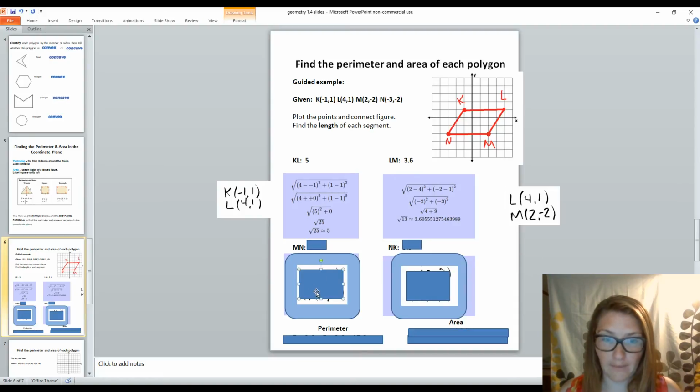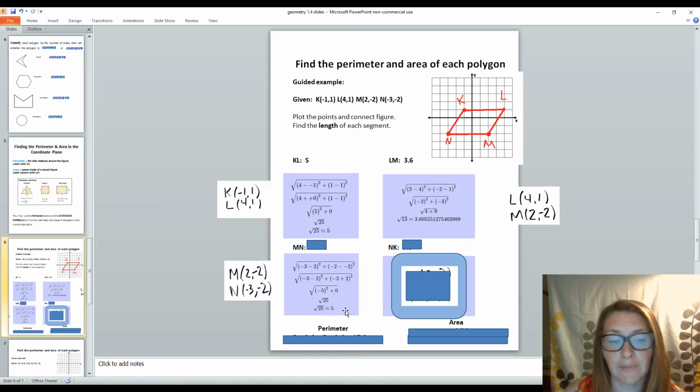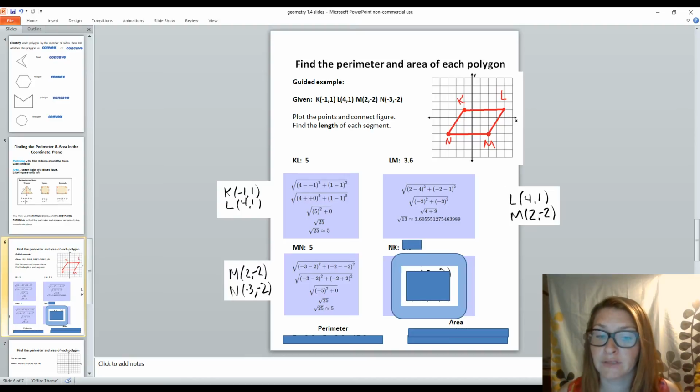All right, so MN, here are my 2 points that I will be identifying, and I stacked them. And then I plug into my formula and find that the length from M to N is 5 units. I hope you notice that I'm actually labeling the length of each segment because, again, we're not done. We have to find the perimeter and the area. So those lengths will be important, so you want to stay organized.